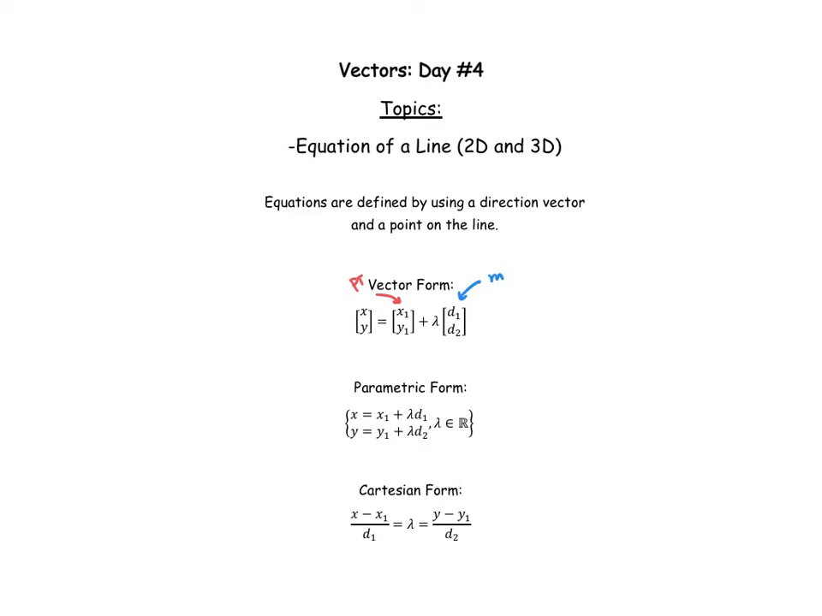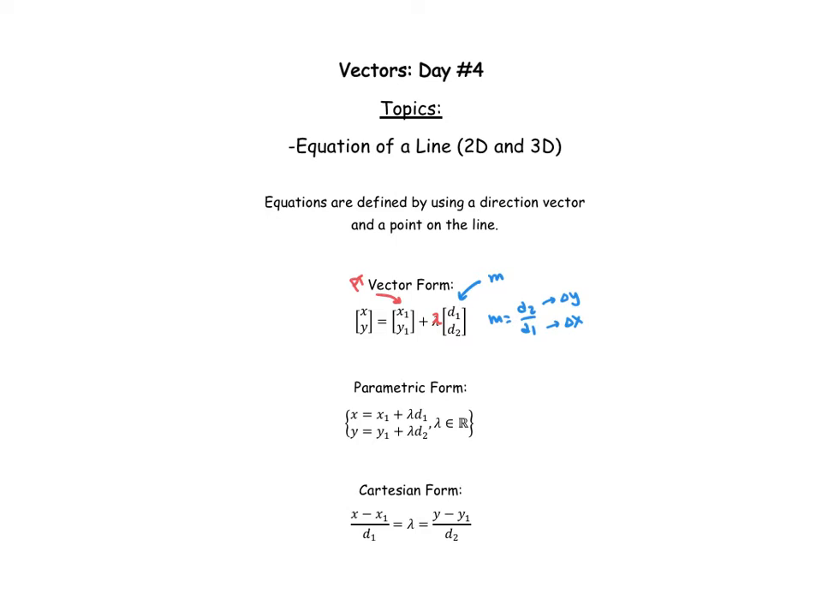Now, slope is kind of hidden in this, in that your slope is actually going to be equal to the change in y over the change in x. So d2 is really your change in y, and d1 is your change in x. And then this lambda thing, this is just a parameter placed on the direction. So if I want to get from one point to another, lambda might change depending on how far I want to travel. We're going to talk a little bit about parametric form, which is an adaptation of vector form, as well as Cartesian form.